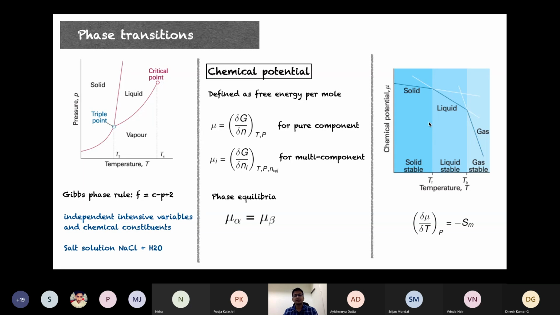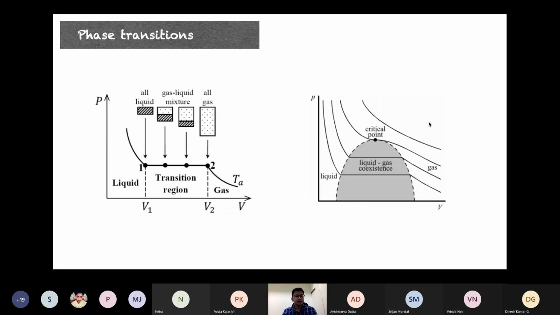So if somebody asks you a question in an interview, how do you differentiate between solid, liquid, and gas? Apart from those symmetries and volume, density, and so on, you can take one step ahead and tell something about this, because this will give you an upper hand. If you tell something about the chemical potential, how it looks, people will be really impressed. So this is something to remember.